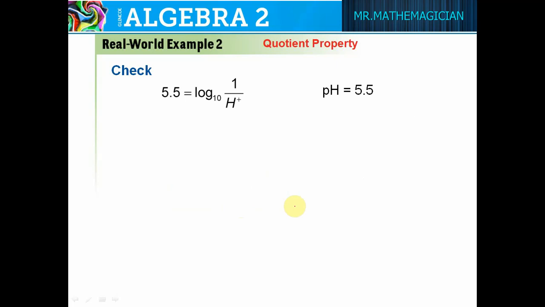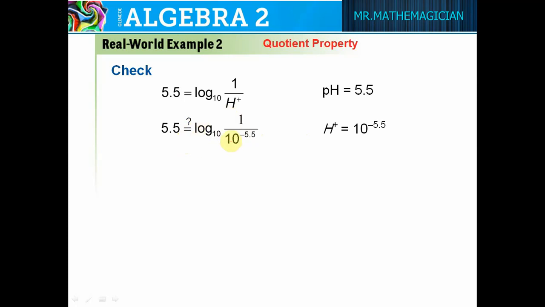Now we can check our solution. We know that the pH number is 5.5, so 5.5 equals log 1 over H positive base 10. And our question now: will it be the same as log 1 over 10 to the negative 5.5 base 10? If they are the same, our solution is okay. If they are not the same, there is something wrong with our solution.